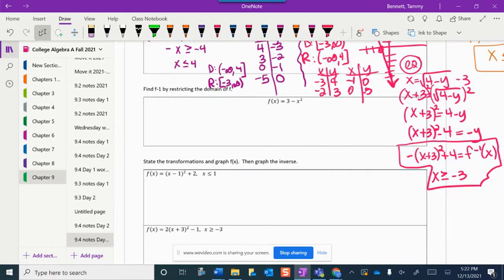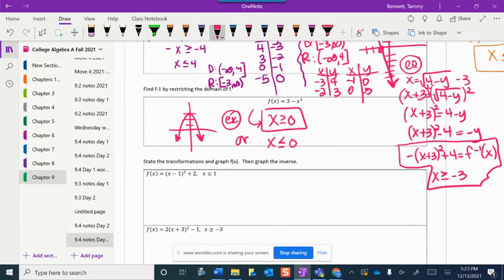All right, find f inverse by restricting the domain of f. So if I have 3 minus x squared, that is a parabola opening down. So I could restrict this domain by saying x could be greater than or equal to 0, all that I would need on that function. Then I could find the inverse. Or you could say, let's say, x less than or equal to 0.